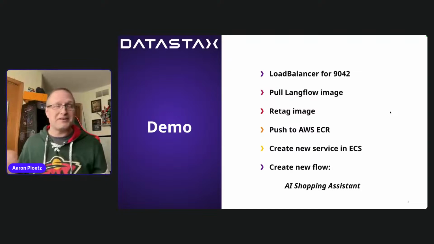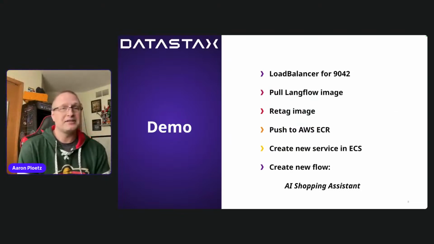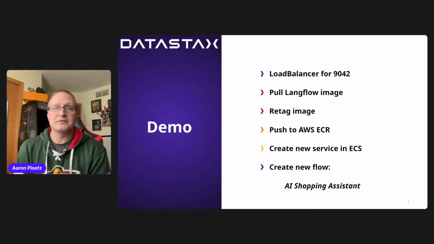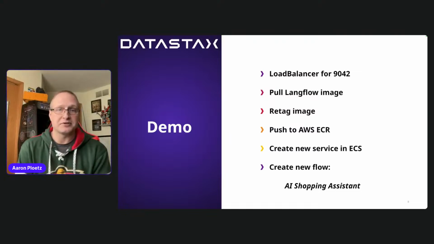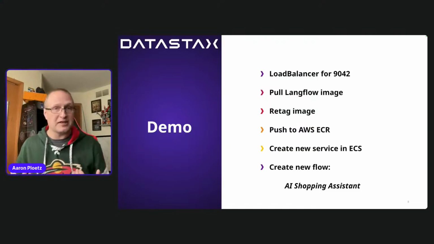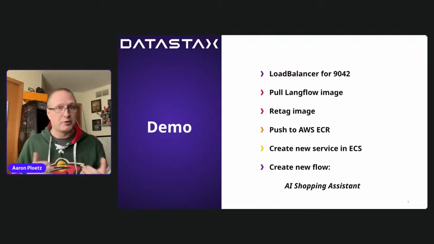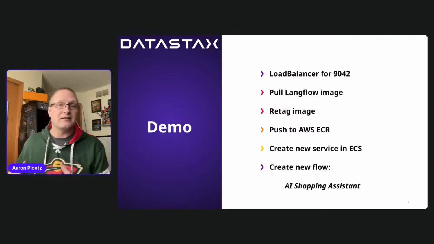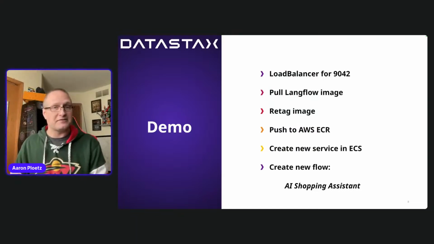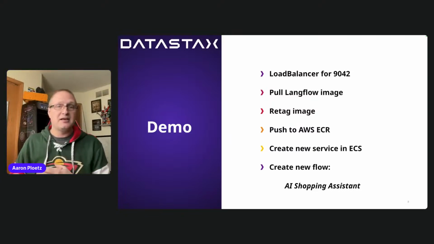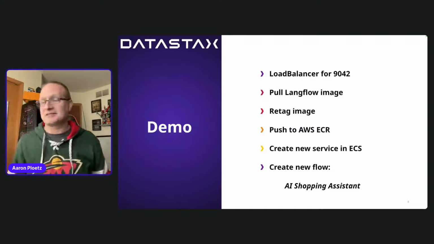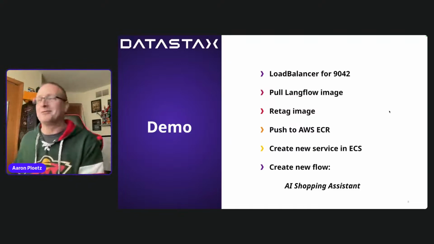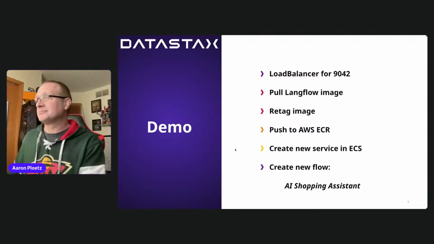All right, like I said, we weren't going to spend a whole lot of time on slides. So really, this is what we're going to do for our demo, kind of what I just talked about in the last few slides. We're going to create that load balancer on port 9042. We're going to pull down the Langflow Docker image, retag it, and then push it to our Amazon ECR. Then we'll create a new service inside of ECS using that image. And once we get Langflow up and running, we'll create a new flow that will work as an AI shopping assistant. So, hey, lots of stuff coming your way here now. Let's go ahead and push forward.